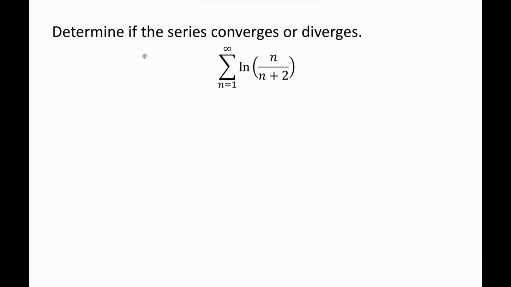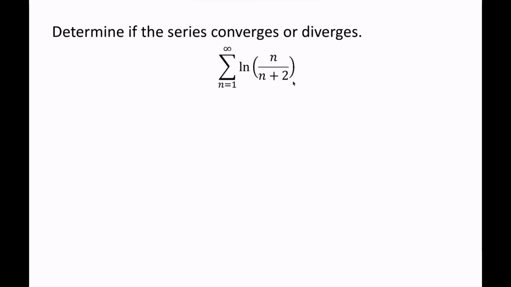Let's look at another example. Determine if the series converges or diverges. We have the sum of n equals 1 to infinity of natural log of the quantity n over n plus 2. This one doesn't exactly shout that it is telescoping.